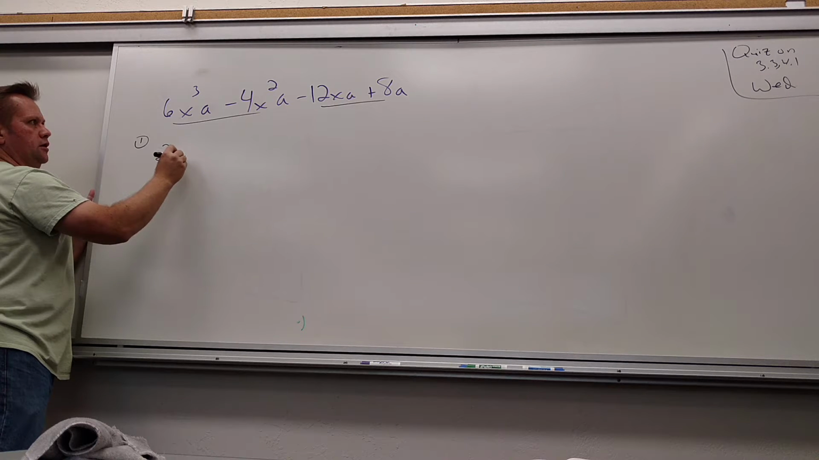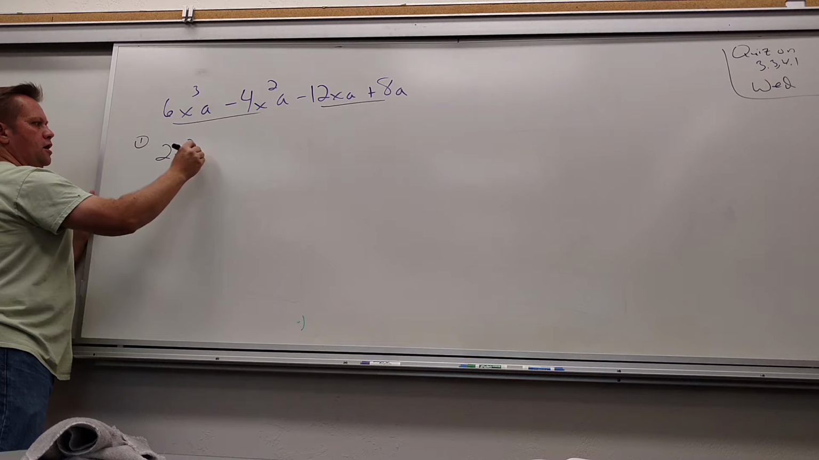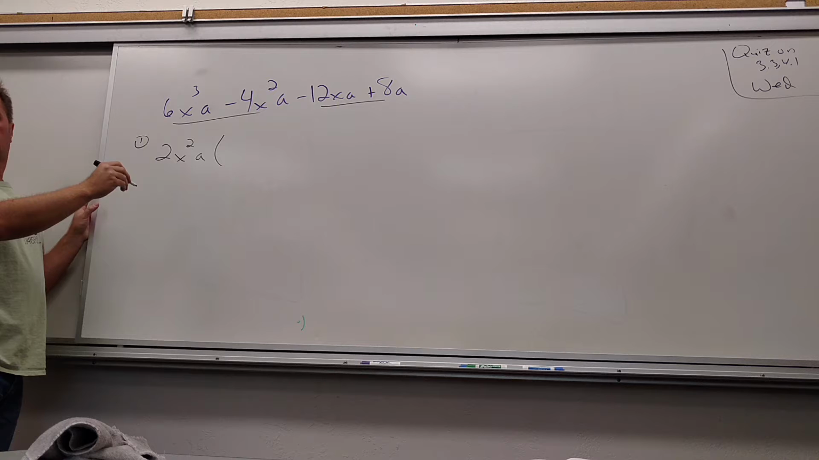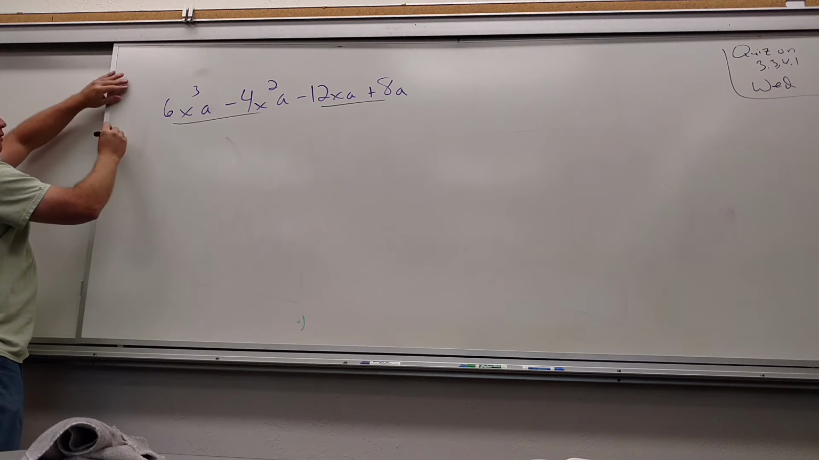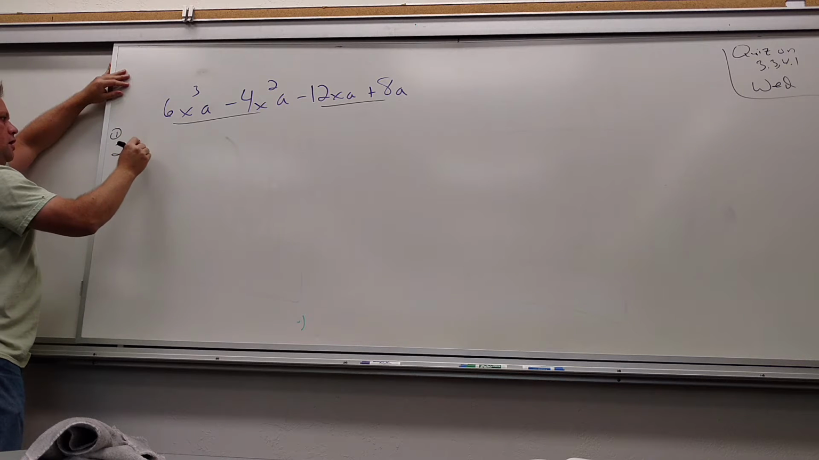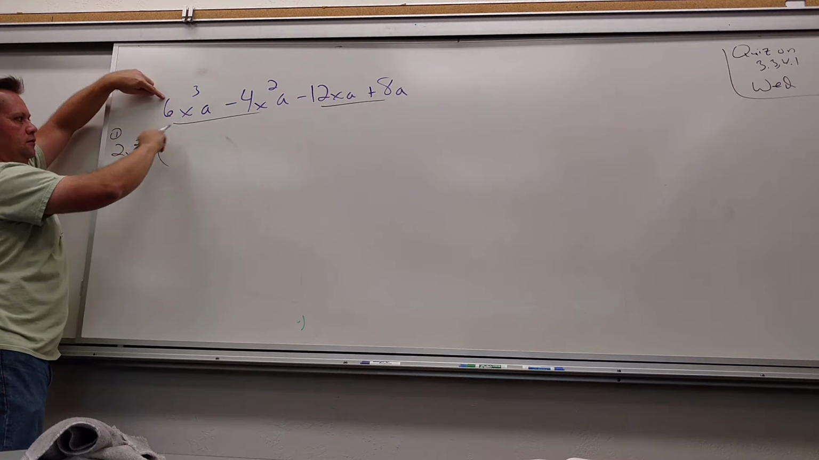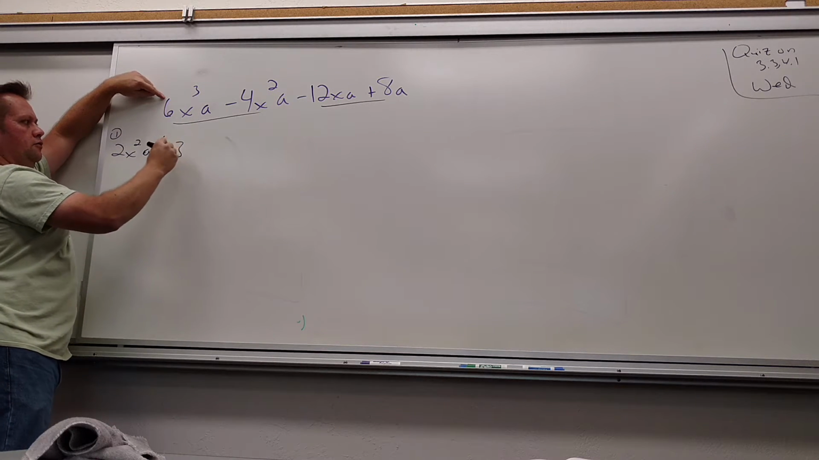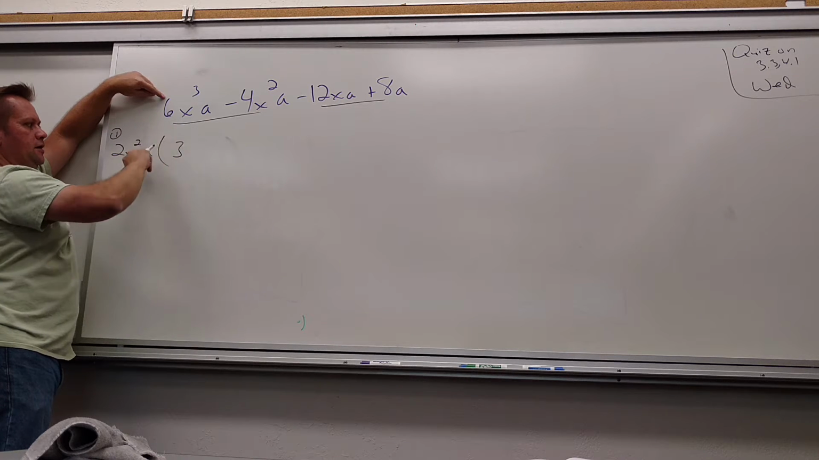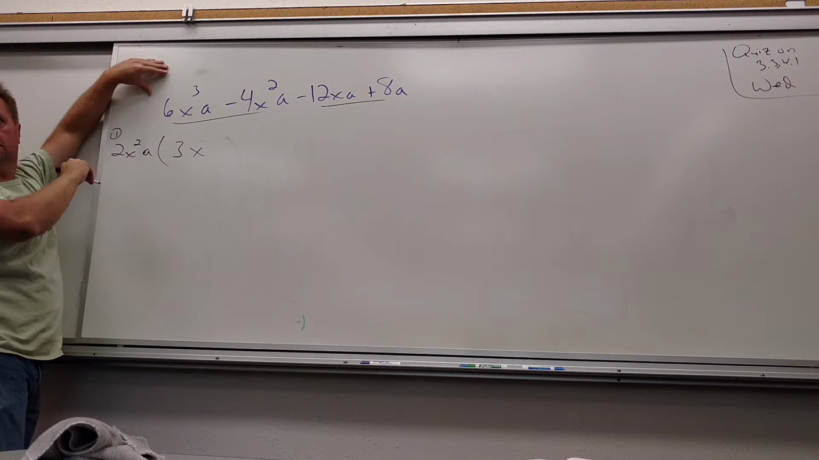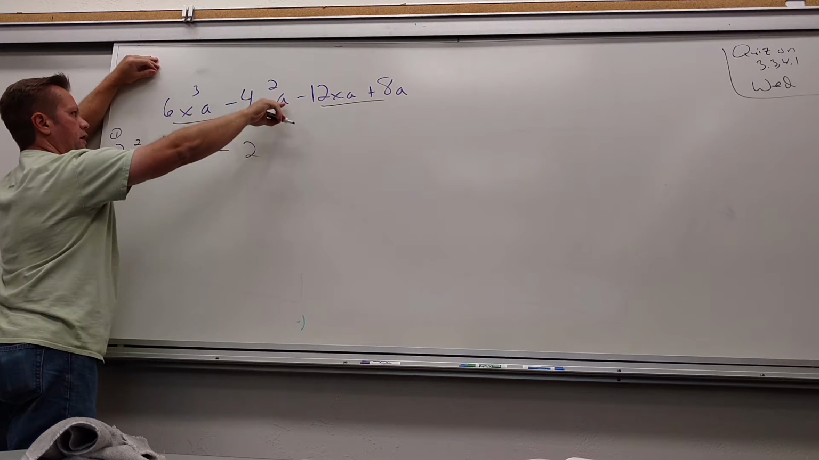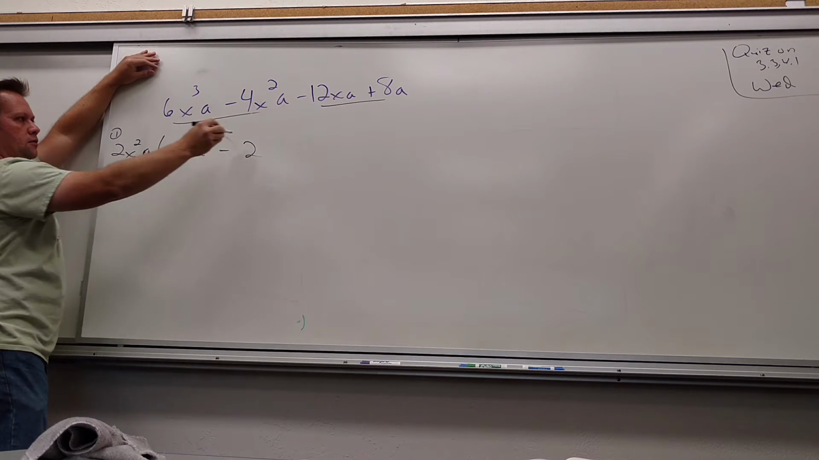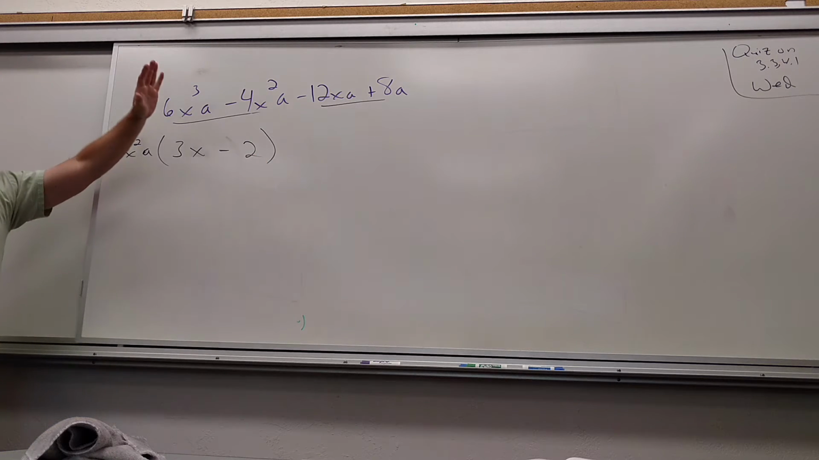Yeah, 2, x squared, a. Yeah, I'm kind of going against my own thing. Let me solve some root. 2, x squared, a. And what's left? 3, x. Good, minus 2. Because you took the x squared a out. I like it. That looks nice so far.